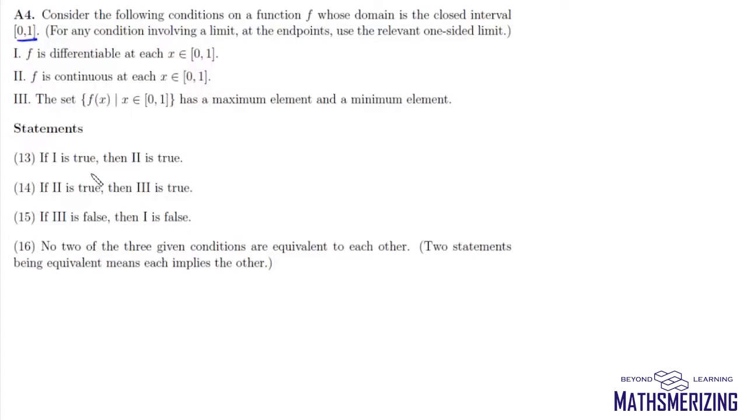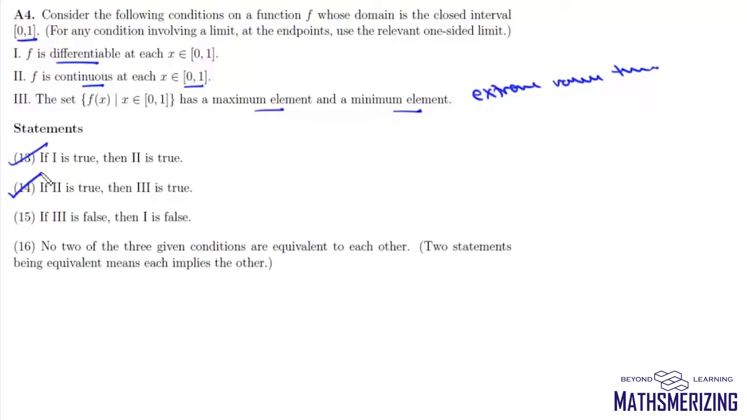Now this 13th statement is, if first is true, then second is true. If a function is differentiable in the closed interval 0 to 1, then it is continuous. It's a well-known concept: differentiability implies continuity. That means this statement 13 is correct. Now the 14th is, if the function is continuous in the closed interval [a, b], then it will have a maximum element and a minimum element. Now this result is nothing but the extreme value theorem. So if a function is continuous in a closed interval [a, b], it will have a maxima as well as a minima. That means statement 14 is also correct.